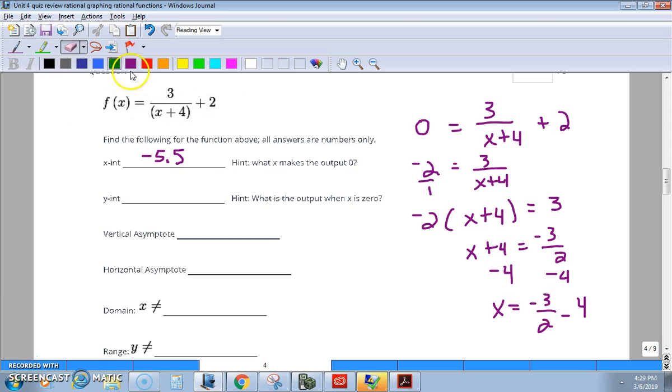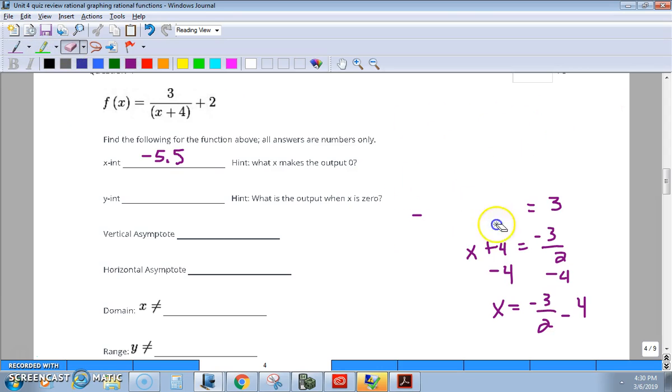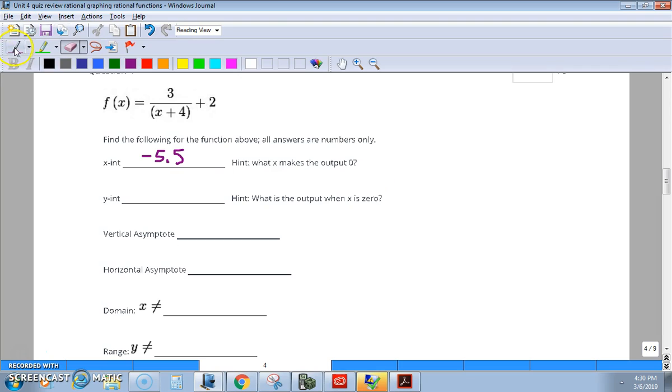Okay, so the y-intercept is: if x is 0, what is y?